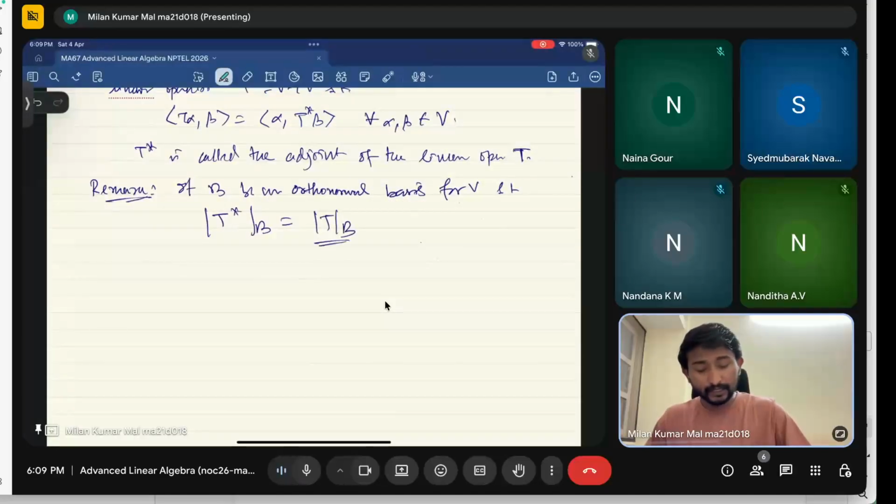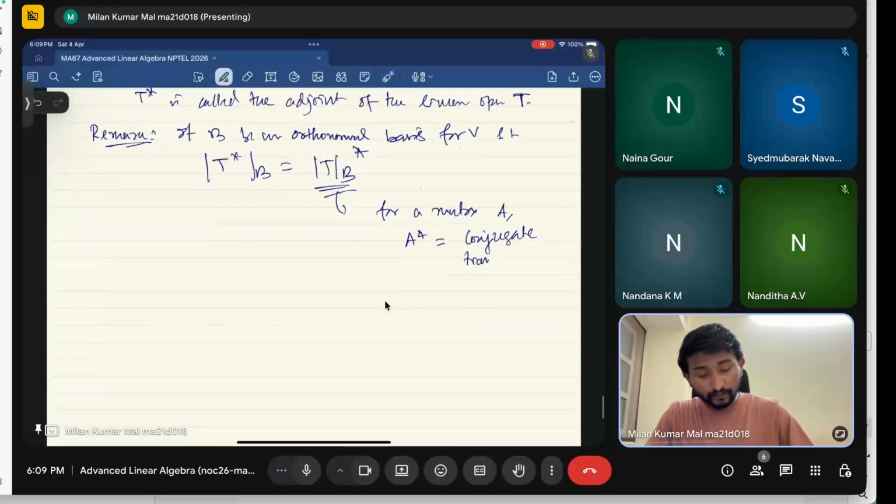This is a matrix, and this is its adjoint. We know what this is: the conjugate transpose. This is for a matrix A. A star is actually the conjugate transpose of A. That means you have to take the conjugate and then take the transpose. This is what it is.